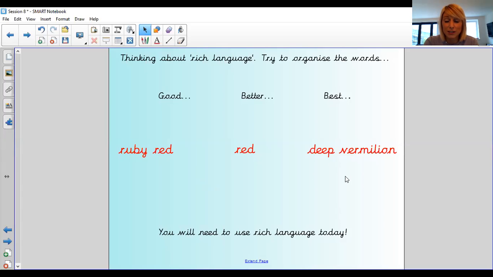If you're in school, you can discuss this with your talk partners and with Mrs. Chamberlain. If you're at home, talk to somebody with you, or just stop the video and think to yourself for a moment, okay? So we've got ruby red, red, and deep vermilion. So which of those descriptions do you think is good, which is better, and which is best? So take a moment to think here, and then we'll talk about our ideas.